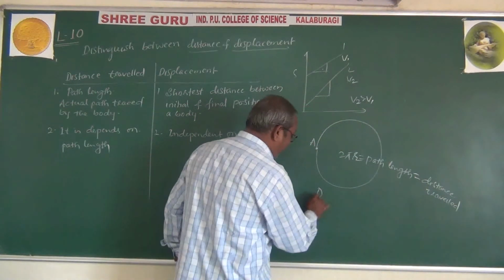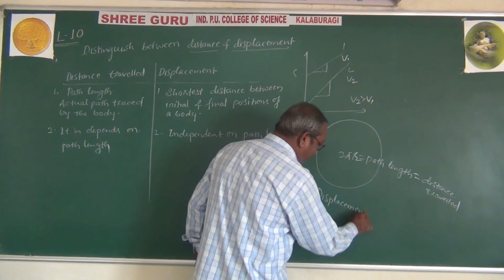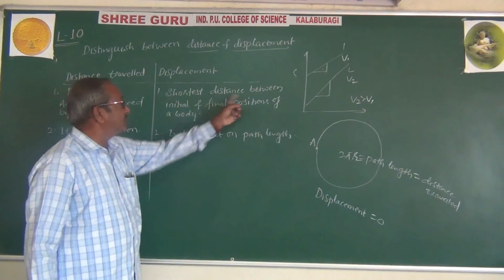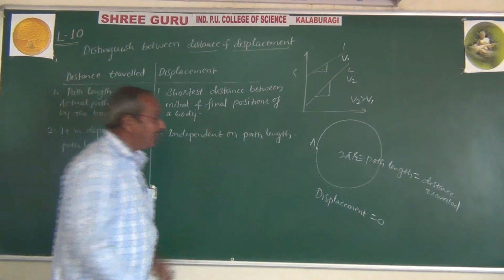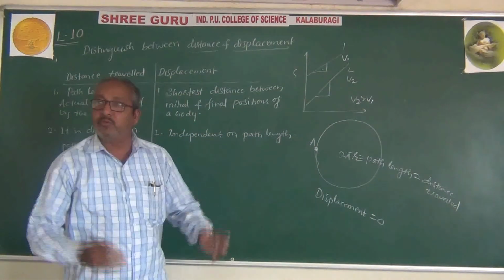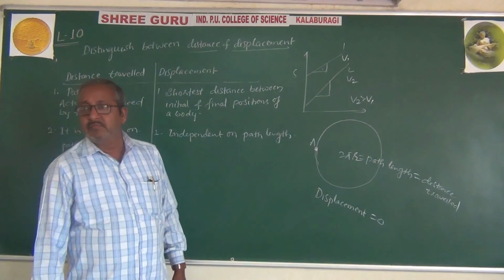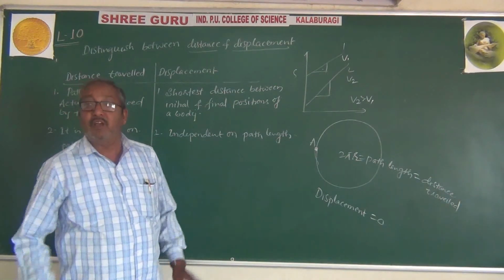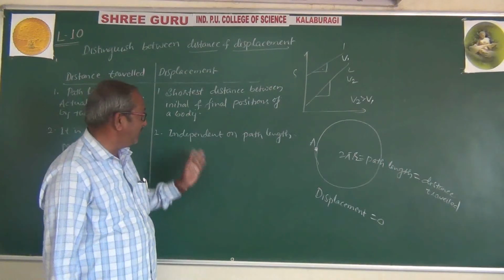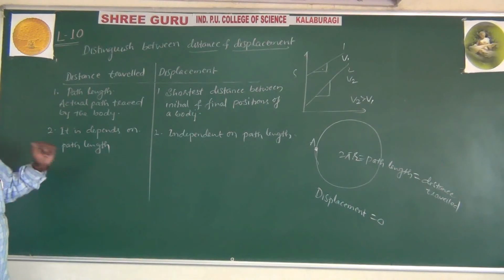But the displacement for this is equal to 0, because we have the shortest distance between initial and final position. Initial position is A and final position is also A. Both are at the same position. That means its displacement becomes 0, but not the path length, not the distance traveled. So here it is independent of path, and this depends on the path.